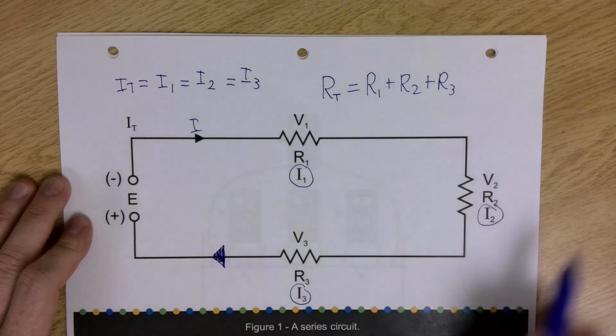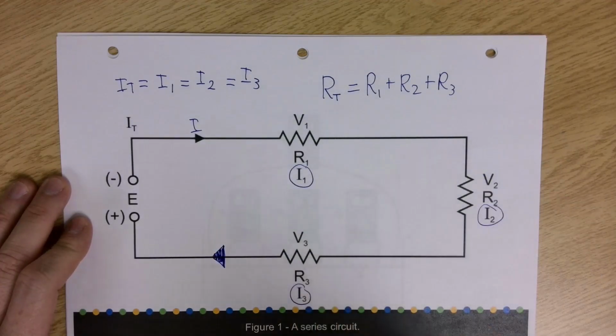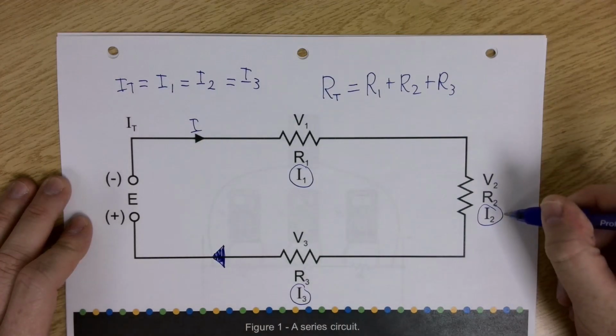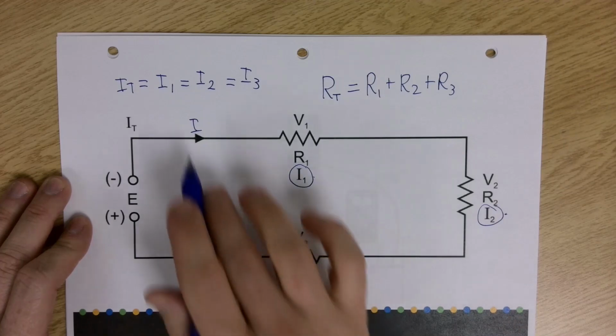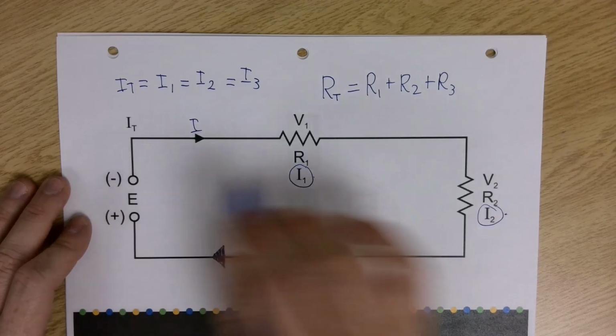So if you were doing a math problem or some kind of problem they give you for a series circuit and you find I2, well, you just found I1, I3, and I total as well, right? All the currents will be the same.